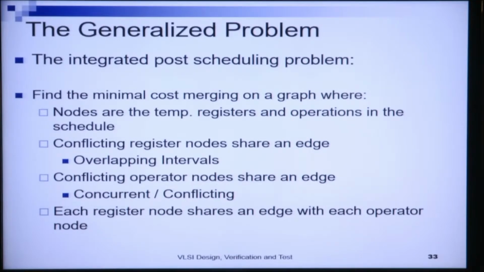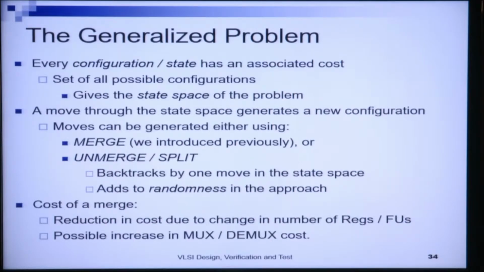So given this scenario, the integrated post scheduling problem is to find a minimal cost merging on the conflict graph where nodes are the temporary registers and behavioral operations in the schedule. Conflicting register nodes share an edge. Conflicting operation nodes, this is not operator but operation, also share an edge, and each register node shares an edge with each operation node.